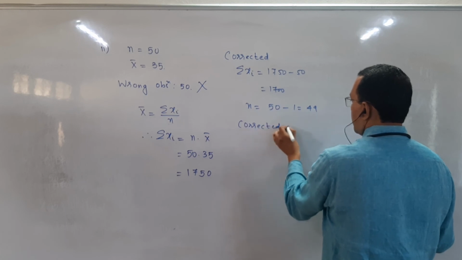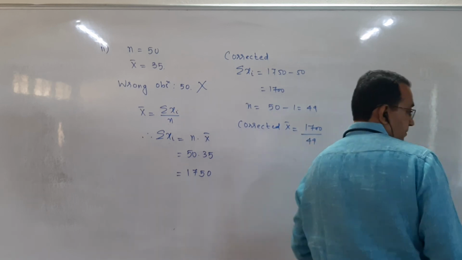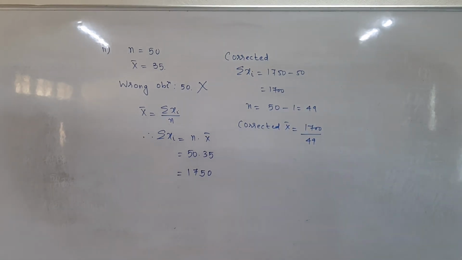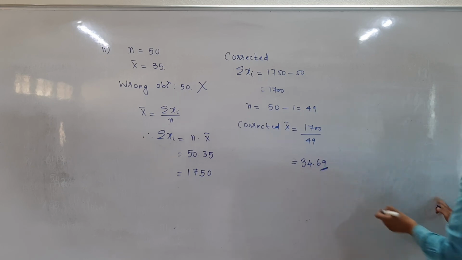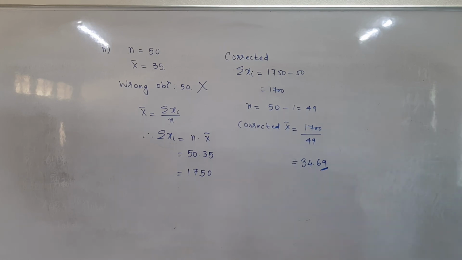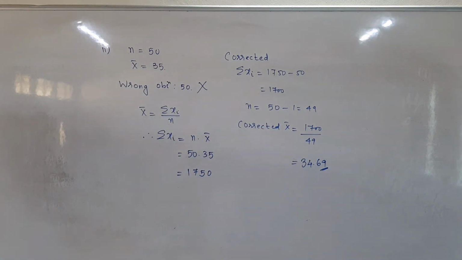So corrected x bar will be 1700 divided by 49 and it comes out to be 34.69. So the answer is 34.69 students. This is also very simple and easy to understand. I think this type of sums you have done in your 9th and 10th standard. Now students, concentrate.